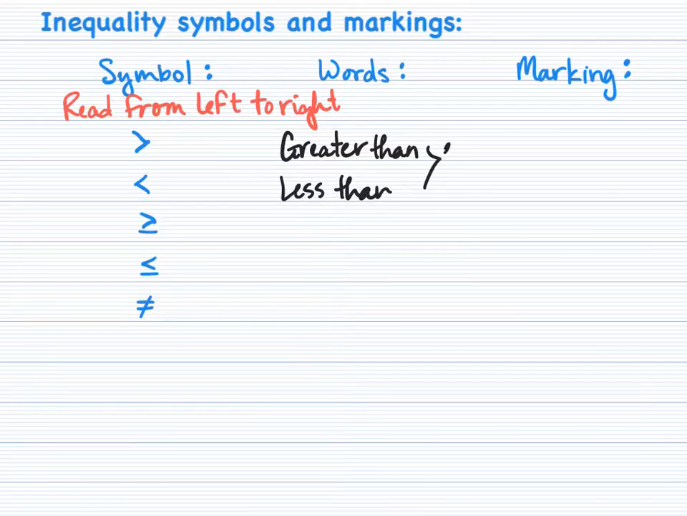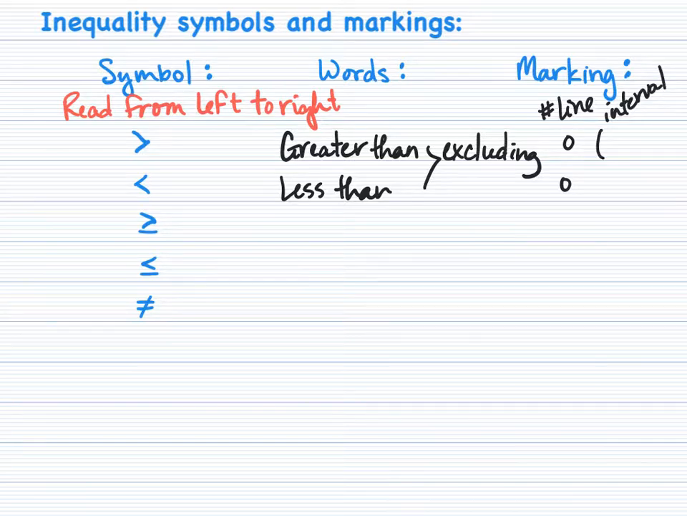And these are both excluding. So the values that we input there are not included. The markings, if we're on a number line or on a graph, these are both shown with open circles. With an interval, these are shown with parentheses. And we're not doing this today, but if we are graphing a line or any other type of parabola or whatever else, then we are looking at dashed lines to indicate that those values are not included.